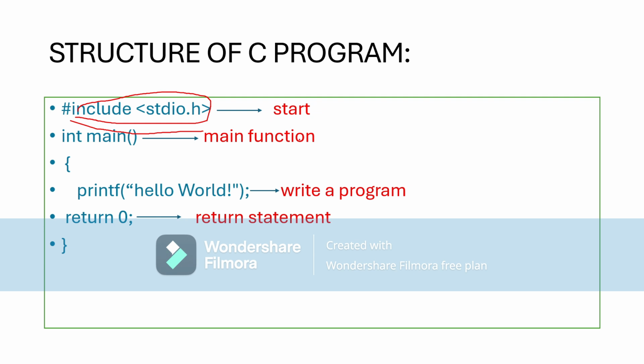We start here, but the actual code starts from the main function. So int is an integer value; it returns an integer value. We can also use void here. If we use void, we do not write a return zero statement. If we use an integer value, we have to write a return statement. Okay, it's the main function, and the actual code starts from here.